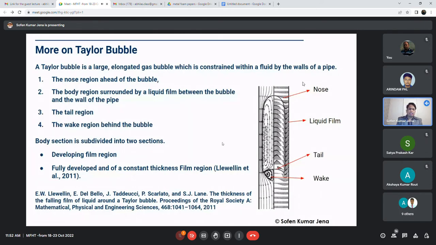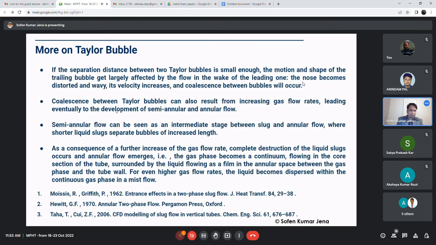So the body section of the Taylor bubble can be divided into two sections. One is the developing film section. If you look at the picture, this pictorial representation taken from this journal, you can see there are two regions. One is a fully developed flow region inside the Taylor bubble, a fully developed constant thickness film region, right? And there is a developing film region in the Taylor bubble. There are two kinds of region in the Taylor bubble. Now there are a lot of questions that come to mind.